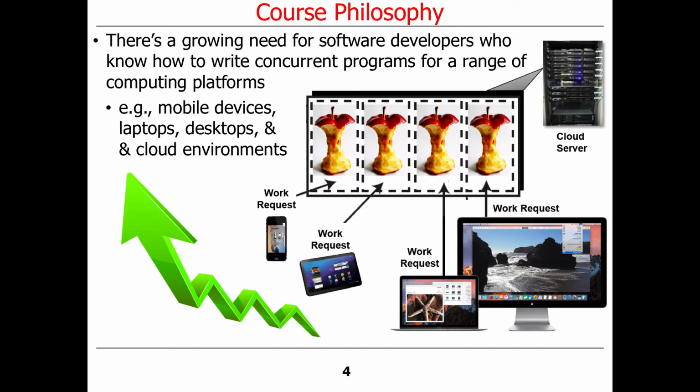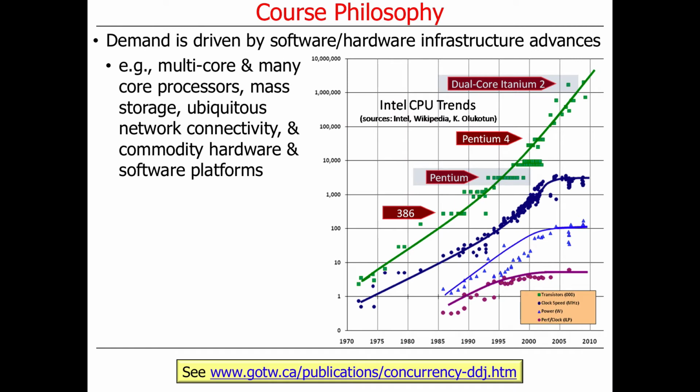So what's the motivation for what we'll cover? There's a growing need for developers of software who know how to write concurrent and parallel programs for a range of computing platforms, spanning mobile devices, laptops, desktops, cloud server environments, and so on. And you'll see as we go through the course that that's really the target of what we're covering. This is coming from a number of forces, a number of demand functions, not the least of which is it's almost impossible to buy a non-multi-core processor these days. Almost everything you can get off the shelf is multi-core, so why not program in parallel?